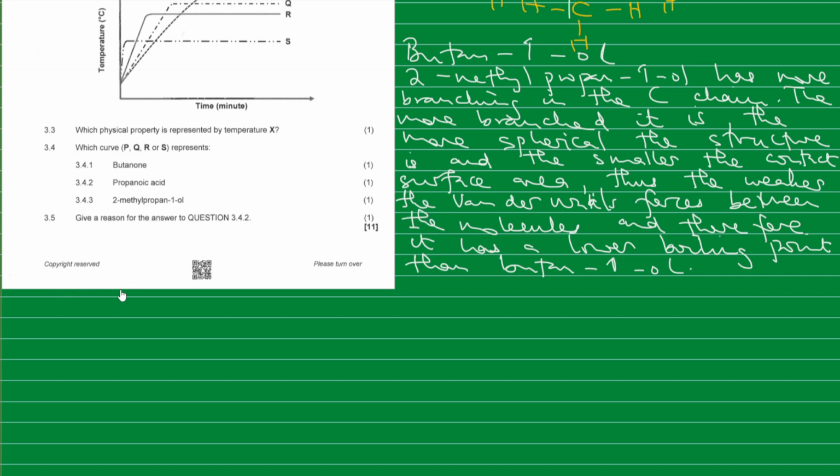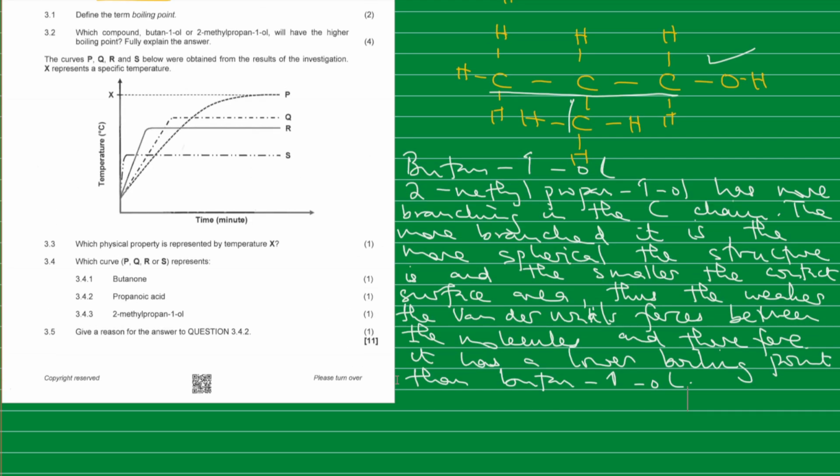Now then, question. So we are answering 3.2. I guess you get your marks from there: 1 mark for identifying your compound, and then 3 marks for explaining. Now the curves P, Q, R, and S below were obtained from the results of the investigation, and X represents a specific temperature. Which physical property is represented by temperature X?